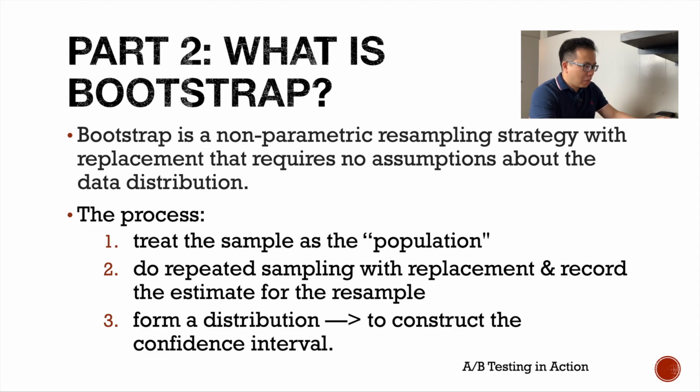So Bootstrap has the following few steps. The first one is we take a sample and we treat the sample as a population. Then we do repeated sampling with replacement, and we record the estimate for each resample. Because we do the first two steps repeatedly, we can form a distribution of the parameter. Then, based on this distribution, we can construct a confidence interval for the population parameter.